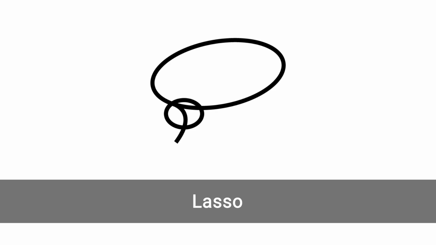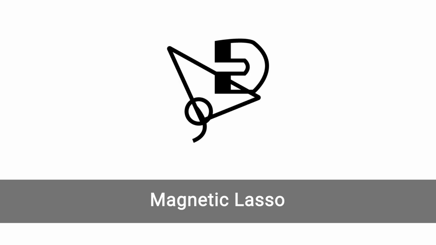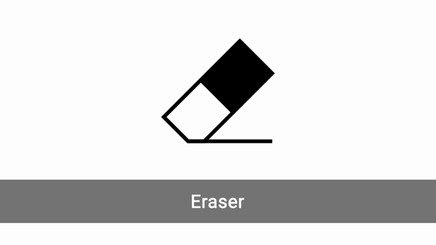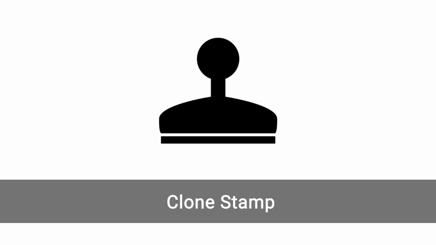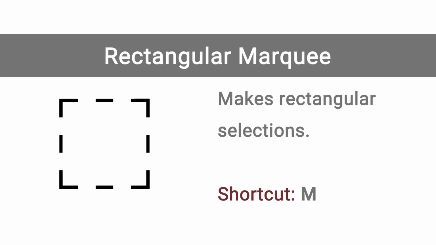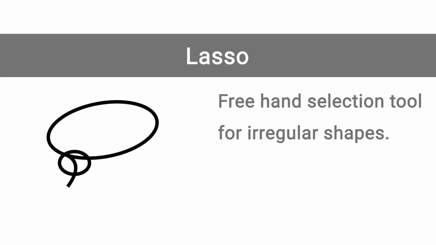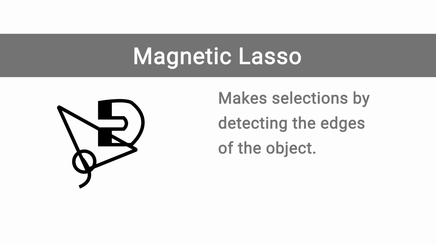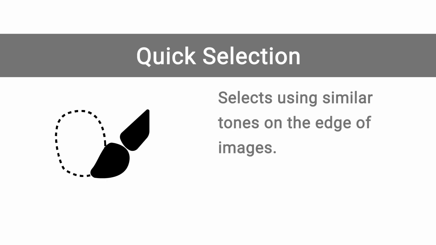I will cover the following tools: rectangular marquee, lasso, magnetic lasso, quick selection, eraser, spot healing brush, clone stamp, crop tool, and blur and sharpen tool. The rectangular marquee tool makes rectangular selections. The lasso tool creates freehand selections for irregular shapes. The magnetic lasso makes selections by detecting the edges of the object. The quick selection tool selects using similar tones on the edges of images.